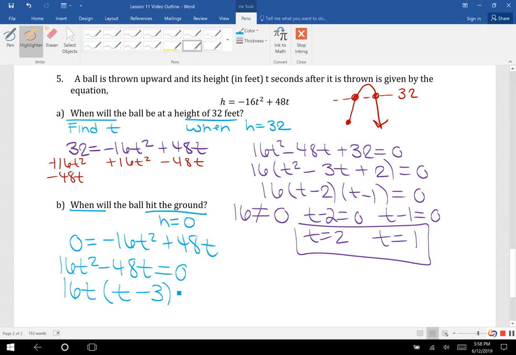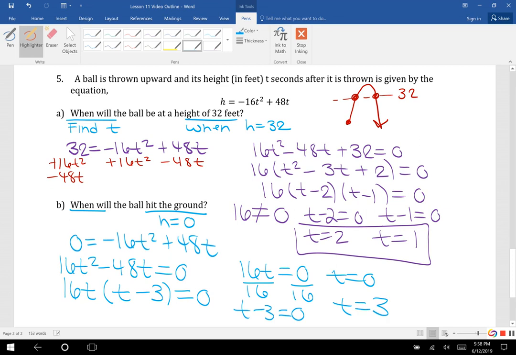16t could equal 0. And so that means t equals 0. Or t minus 3 equals 0. So t equals 3. So this tells me the ball is at the ground at 2 different times. It must be at the ground when it starts, and then it's hitting the ground after 3 seconds.